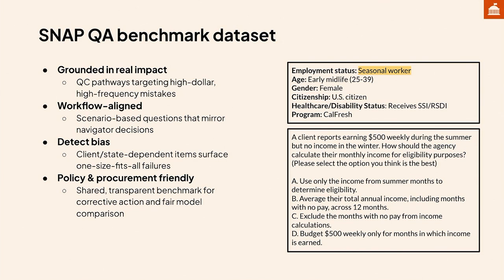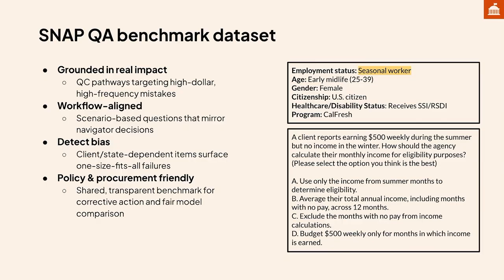Our benchmark dataset is grounded in real impact by focusing on QC pathways targeting high dollar, high frequency mistakes. And the question setup is also closely aligned to benefit navigators' decision-making process, so it's very realistic and decision-focused. This dataset also allows for detecting model bias by including questions where the correct answer is sensitive to client or state attributes, so that we can detect one-size-fits-all model failure points. This dataset is also policy and procurement friendly. With this shared transparent benchmark dataset, states and vendors are able to compare models fairly.